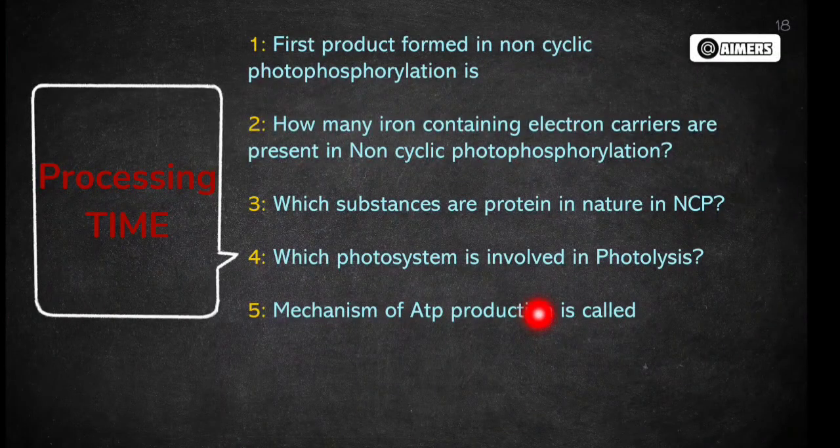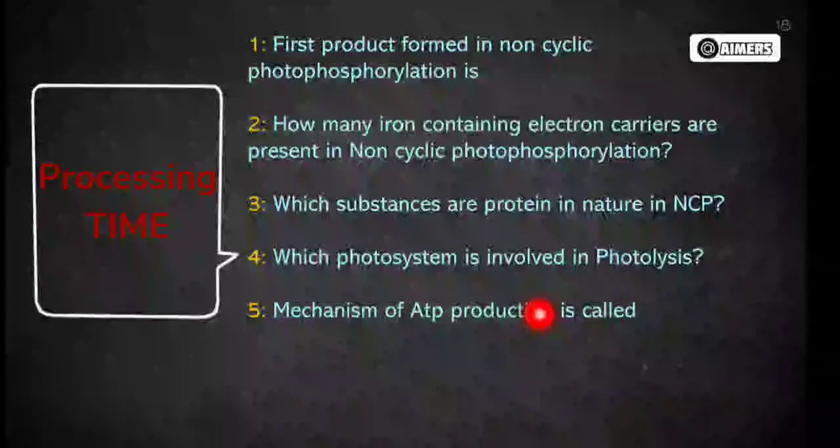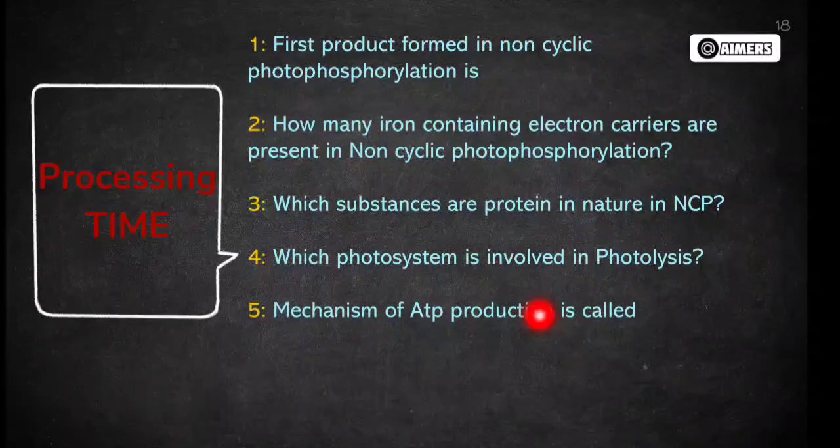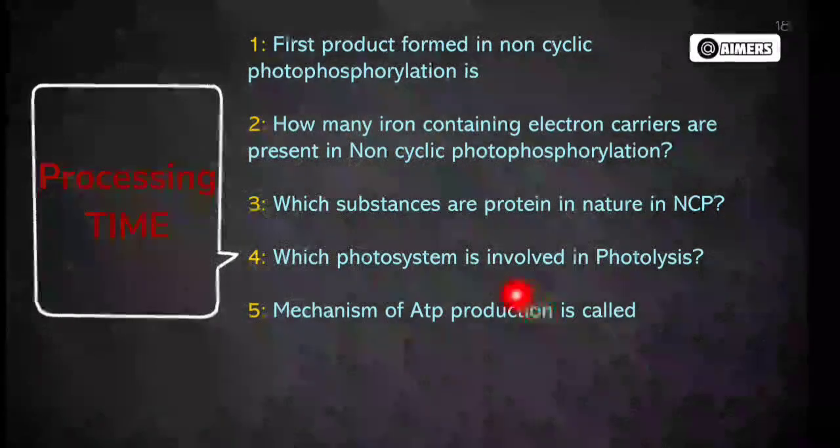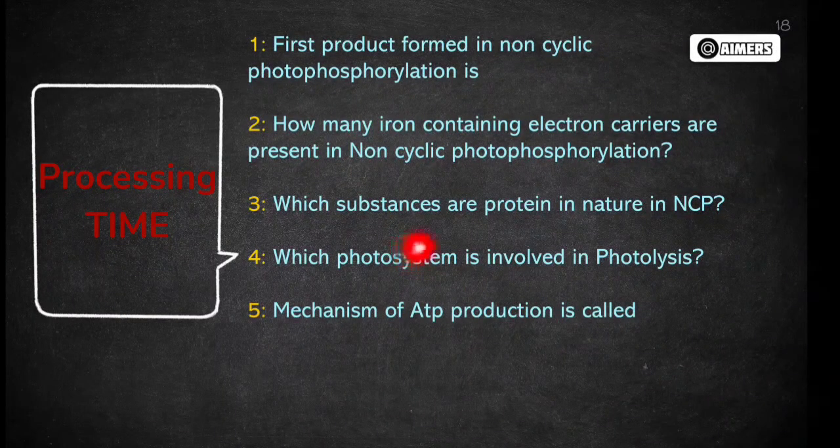Also do remember the order of electron acceptors. The first electron acceptor in photosystem 2 is plastoquinone. The second intermediate or second electron acceptor is the cytochrome complex, and the final electron acceptor is plastocyanin. Now in photosystem 1, the first electron acceptor is ferredoxin and the final electron acceptor is NADP reductase.